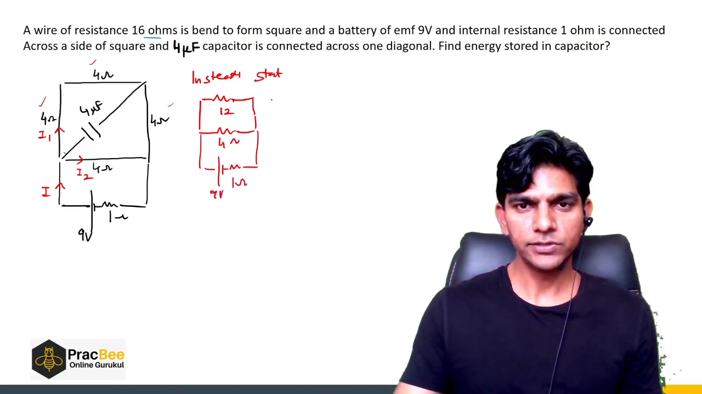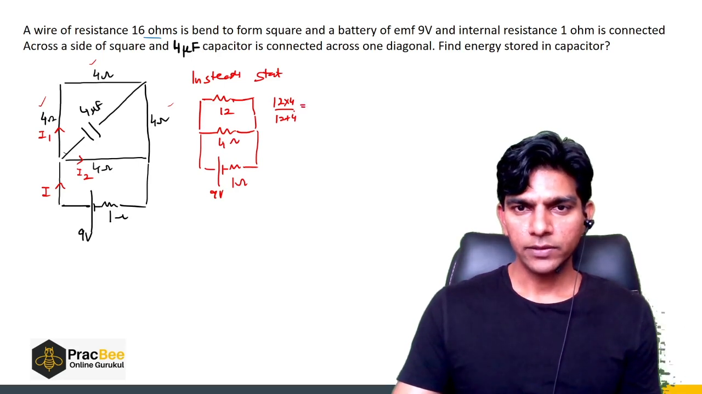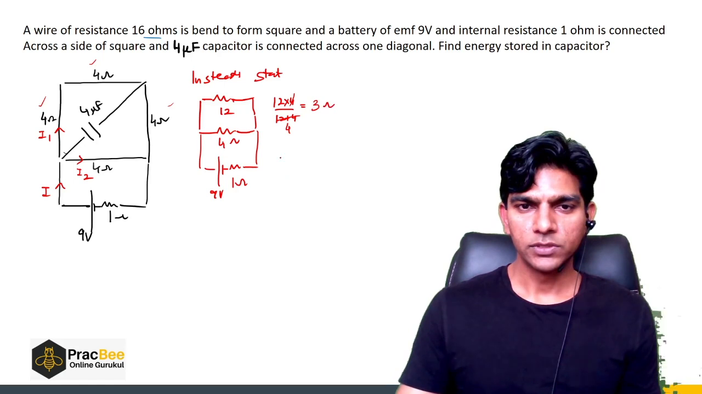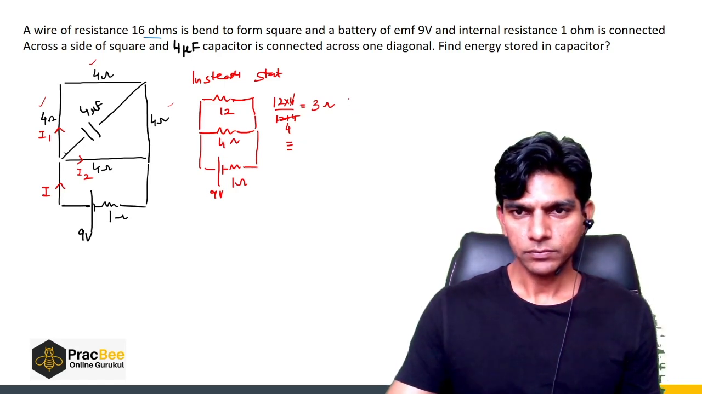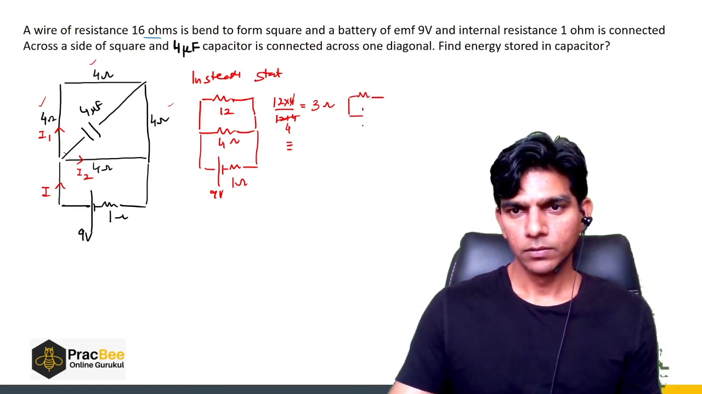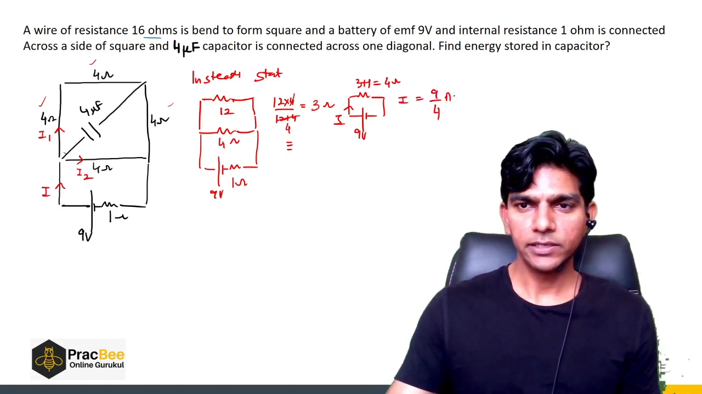This is 9 volts. So 12 times 4 divided by 12 plus 4 will be the equivalent resistance of these two resistors in parallel. That will be 48 by 16, so this will be 3 ohms. So this will become 3 plus 1, which is 4 ohms, and we have a 9 volt battery. So the current supplied by the battery will be V by R.